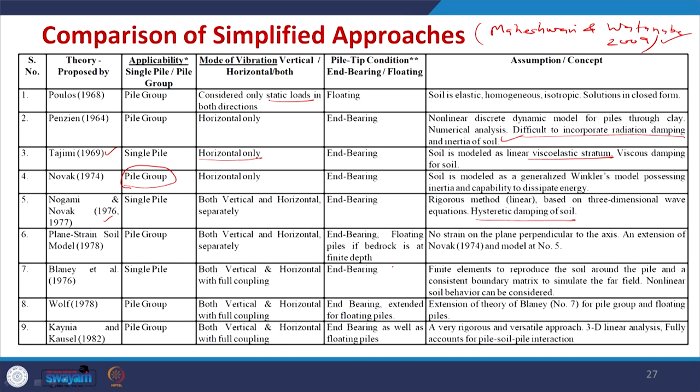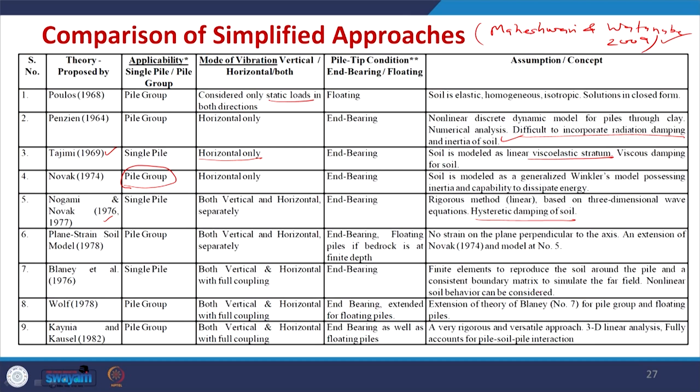Then later Blaney et al. did work on the single pile, for both modes of vibration, vertical as well as horizontal, and only for end bearing piles, using finite elements to reproduce the soil around the pile and a consistent boundary matrix to simulate the far field.